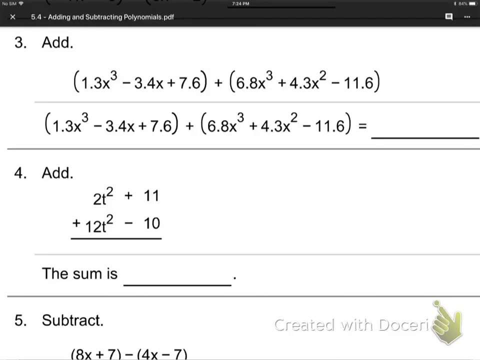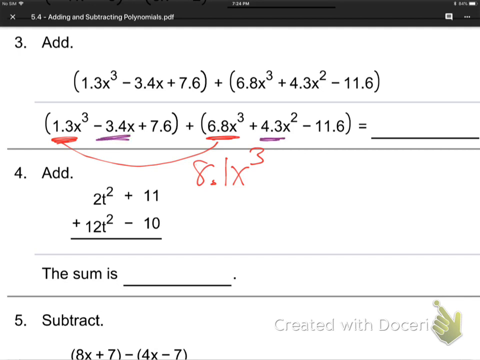Here we go. So on number 3, we're back. We're still adding like terms. We're on number 3. With decimals, I would use a calculator for sure. Use a calculator to combine these things. So like terms with like terms, right? We only add the numbers in the front, don't we? So 1.3x cubed and 6.8x cubed is 8.1x cubed. Good. And then we do the next. I'll do the minus 3.4x.